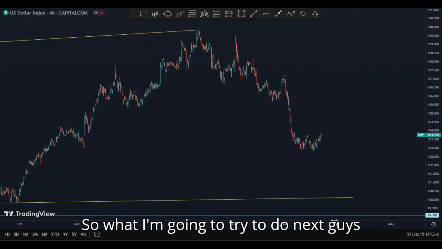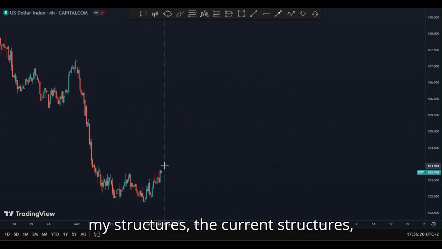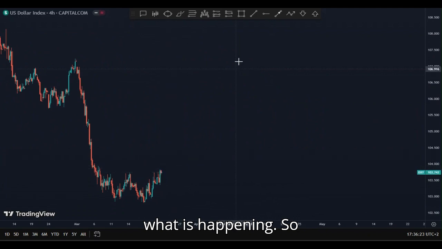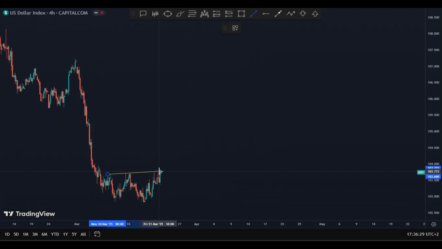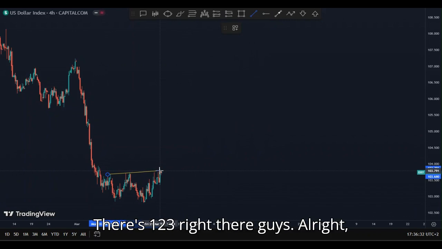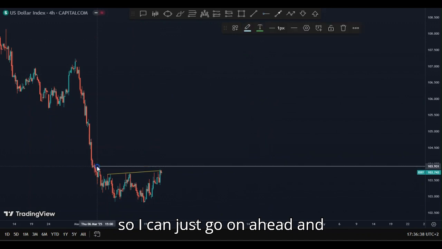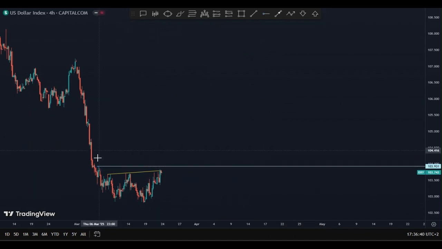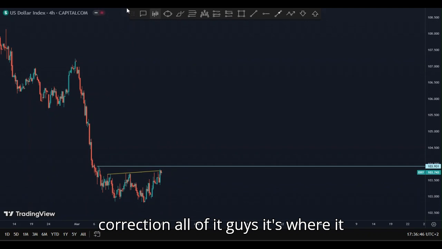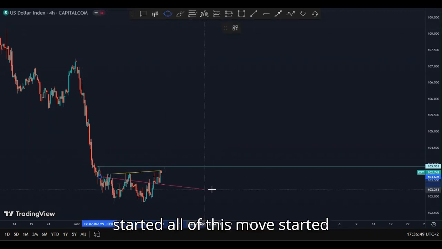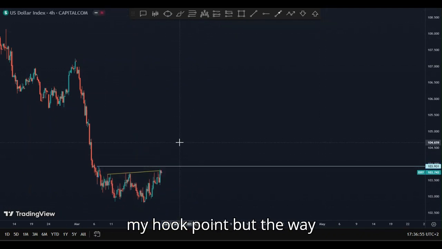So what I'm gonna try to do next, guys, is identify my current structures, what is happening. What I'm currently looking at here is that we have this 1, 2, 3 here. This 1, 2, 3 right there, guys. So I can just go on ahead and identify this as my hook point, the reason being that it's where my correction started, right? This overall correction, all of this move started right here. So I'm gonna use that as my hook point.